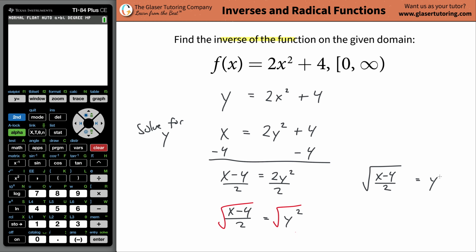That's the inverse function. To clean this up a little bit, instead of writing the y, I'm going to turn it back into f of x, but I'm going to write a little minus 1 on the top. The reason is that I have to show that it is the inverse. And that's all there is to it.